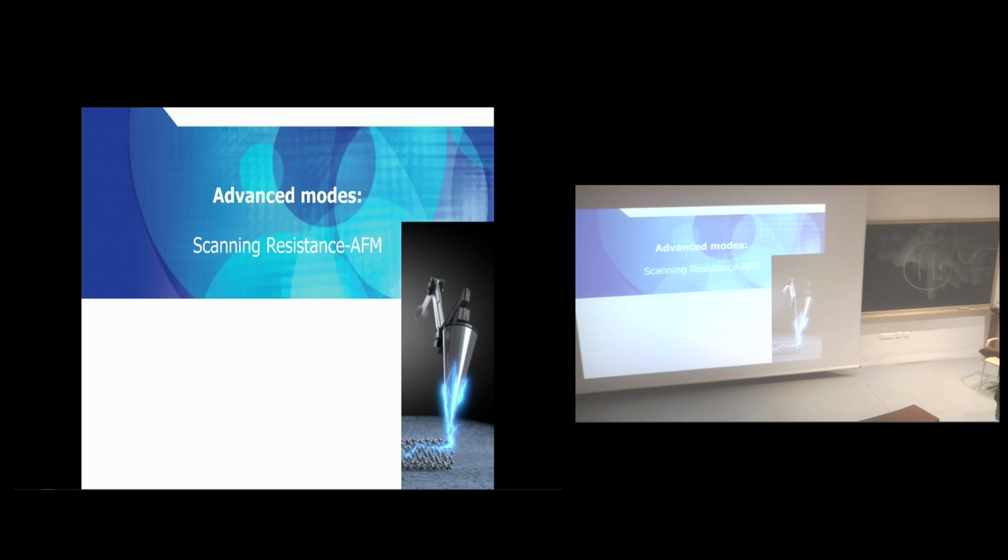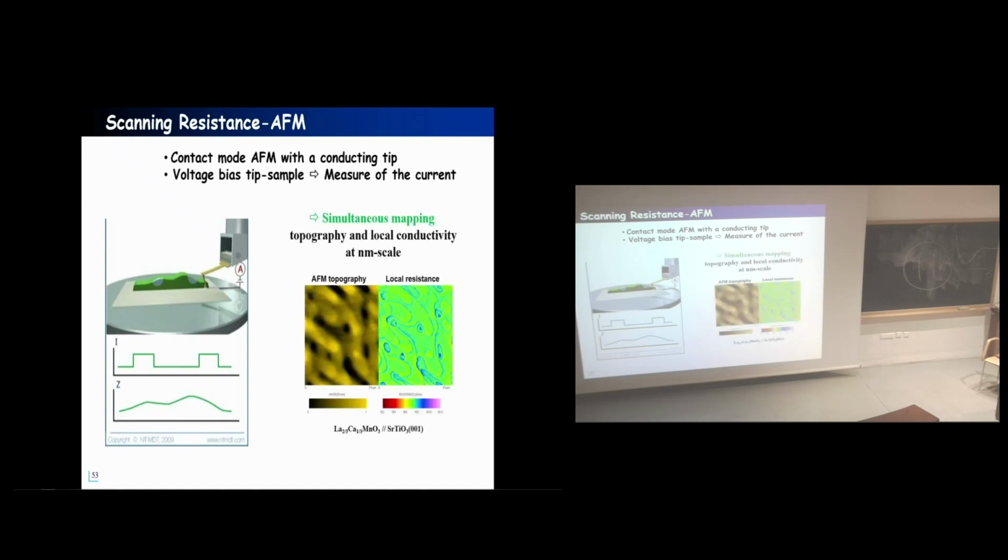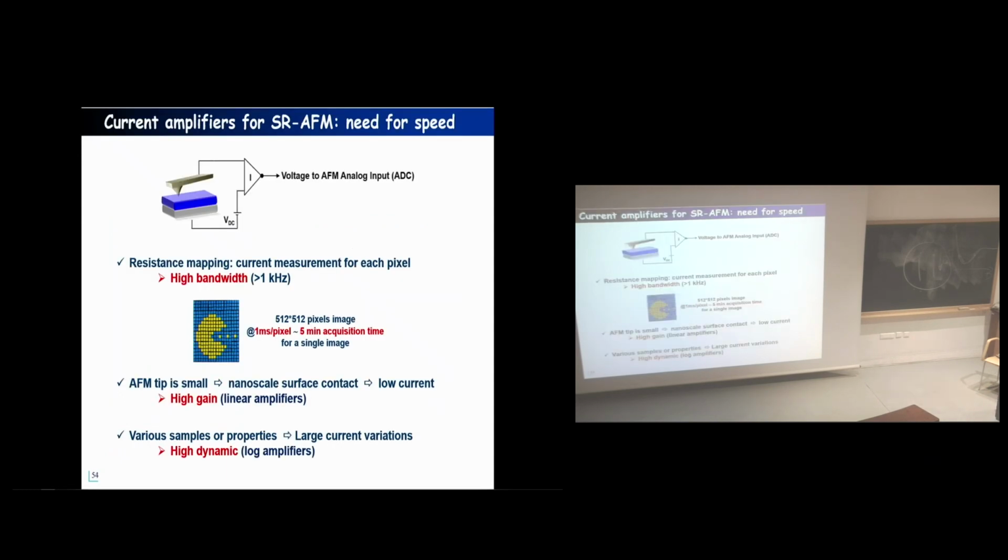Okay, so let's start with the other advanced modes. Let's start with the scanning resistance AFM, the simplest one. In this mode, you use an AFM in contact mode, and you polarize the probe relative to your sample with a conductive tip, and then you measure the current flowing through the tip. Easy. So you can do that simultaneously. There is no link with the feedback loop and so on. So you obtain a simultaneous mapping of topography and local conductivity at the nanometer scale.